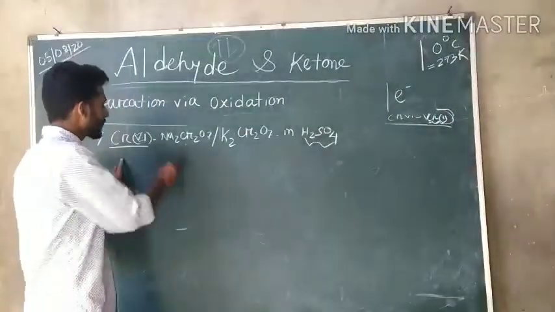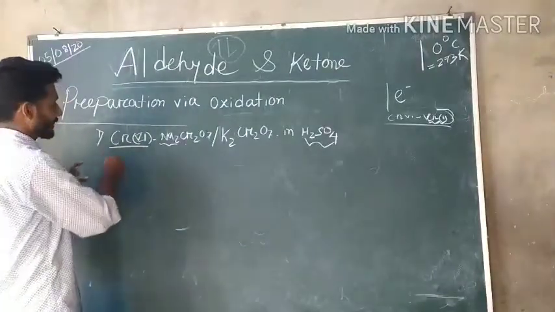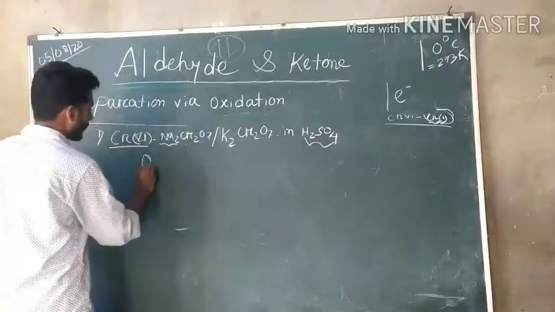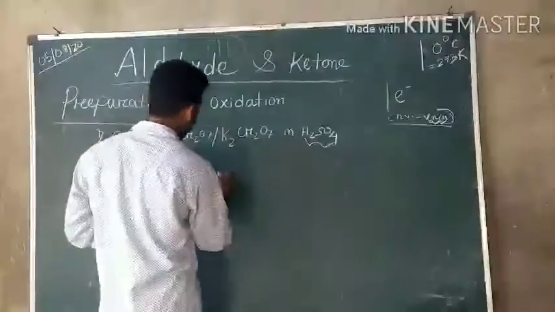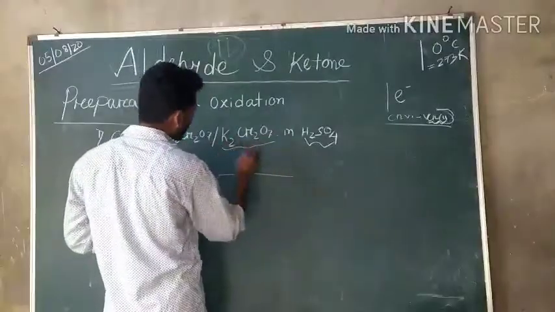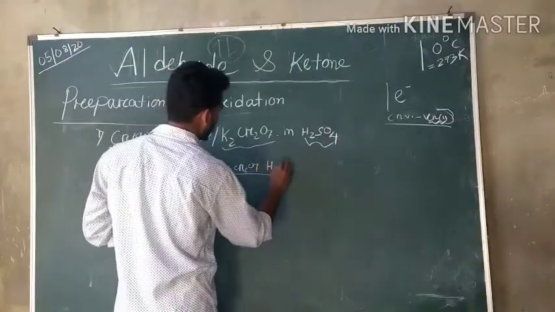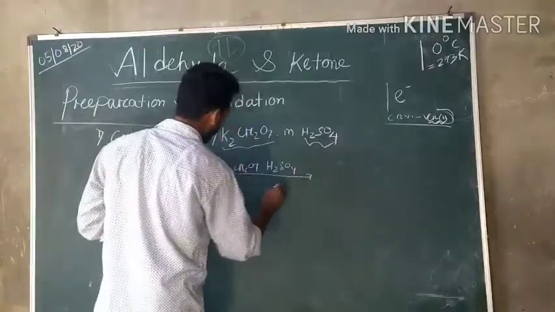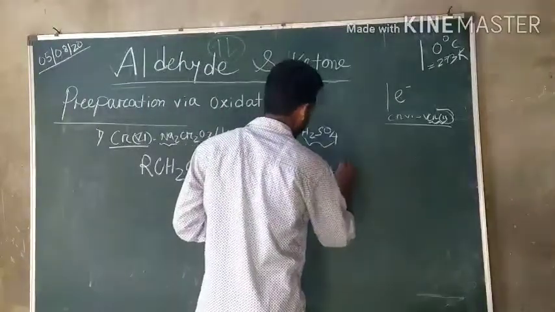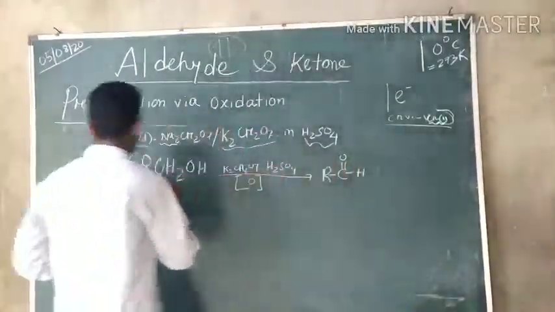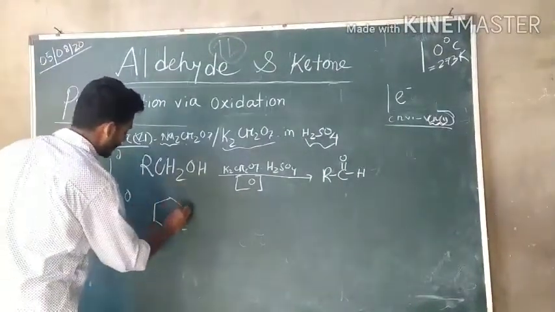Now we are dealing with the oxidation process. First of all, we are using chromium 6. In this case, as we know, the alcohol, when treated with potassium dichromate in sulfuric acid, undergoes the oxidation process and we get an aldehyde for a primary alcohol.